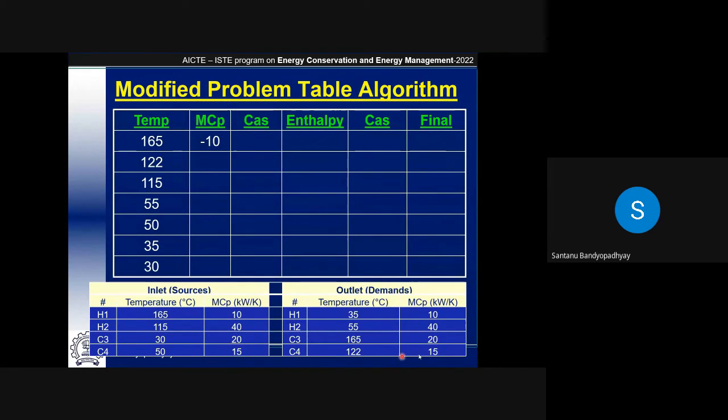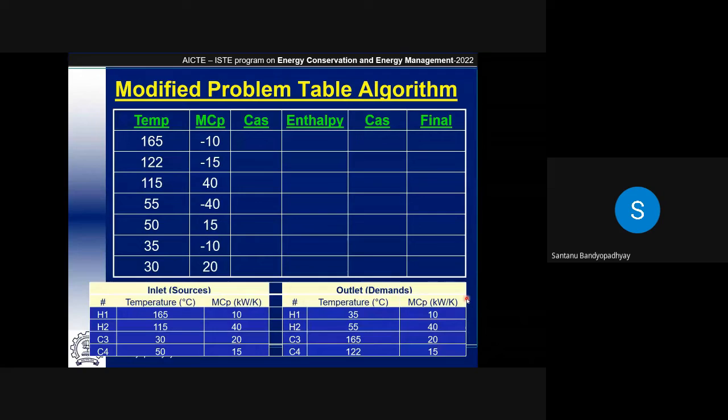For 122, it is here. So this will become minus 15. For 115, it is this side. So it becomes plus 40. Similarly, continue. 55, it will become 40. For 50, it will become minus 15. Sorry, 15. Here, I just made a mistake. This is minus and this is plus. 35 will be here. So this will be minus 10. And then 30 is here. So it will become plus 20.